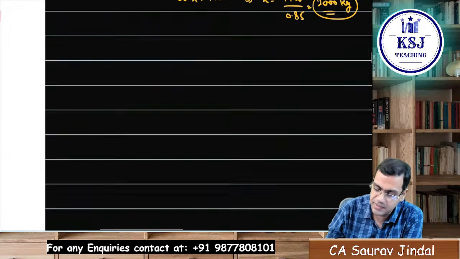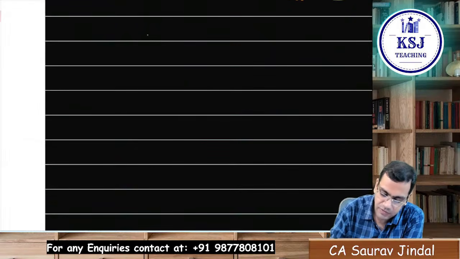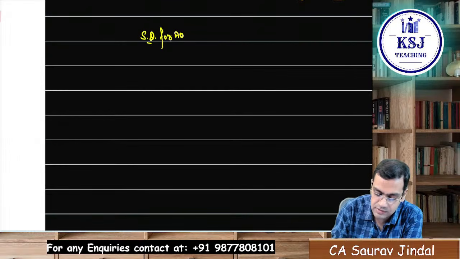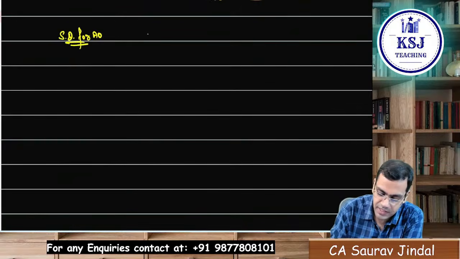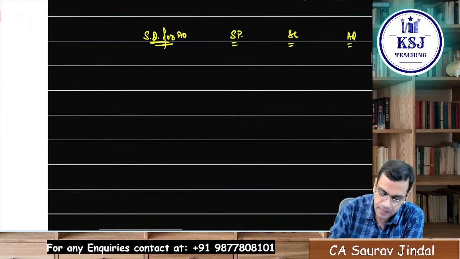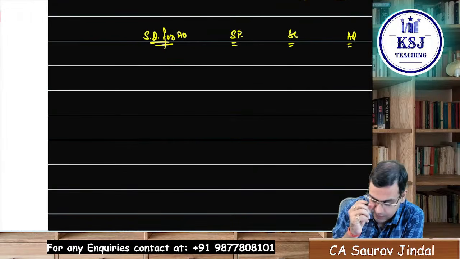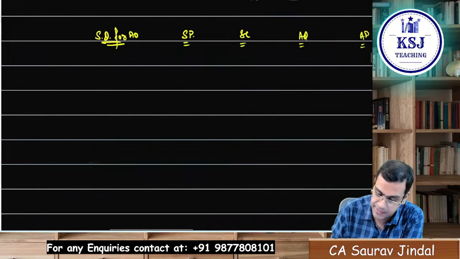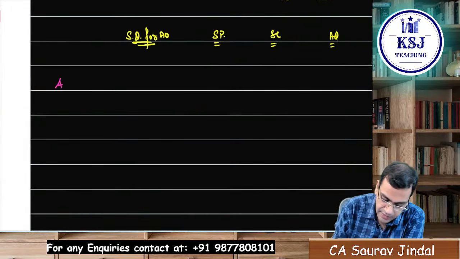Now we will prepare the table: standard quantity for actual output, standard price, standard cost, actual quantity, actual price and actual cost, and revised standard quantity, right? So what is the material that we have? Material is A and B.